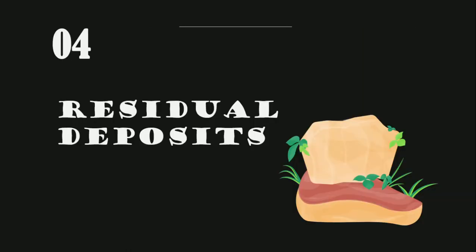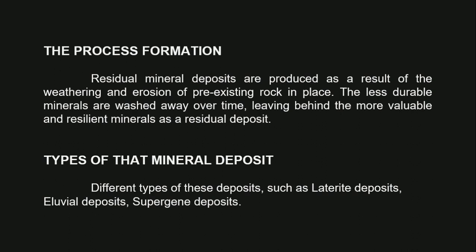Next is residual deposits. Residual mineral deposits are produced as a result of the weathering and erosion of pre-existing rock in place. The less durable minerals are washed away over time, leaving behind the more valuable and resilient minerals as a residual deposit. So, different types of these deposits are laterite deposits, alluvial deposits, and supergene deposits.